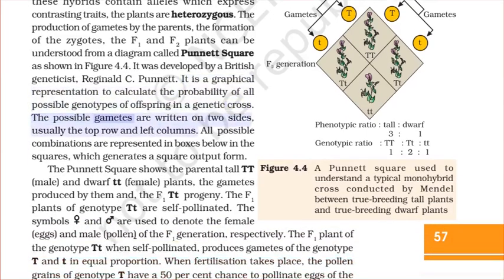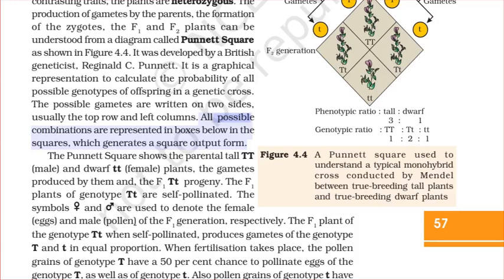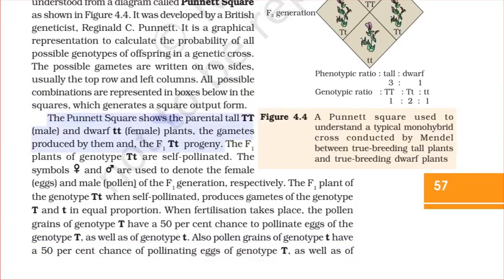The possible gametes are written on two sides, usually the top row and left column. All possible combinations are represented in boxes below in the squares, which generates a square output form. The Punnett square shows the parental tall TT male and dwarf tt female plants, the gametes produced by them, and the F1 Tt progeny.